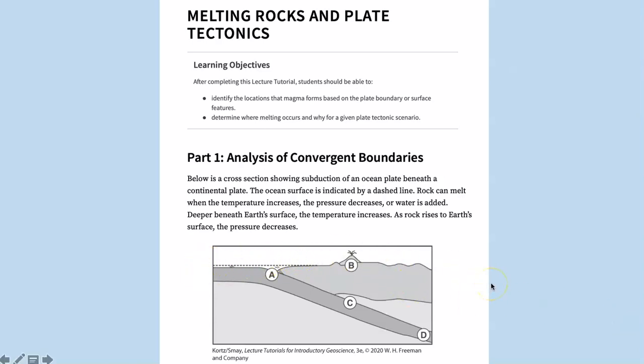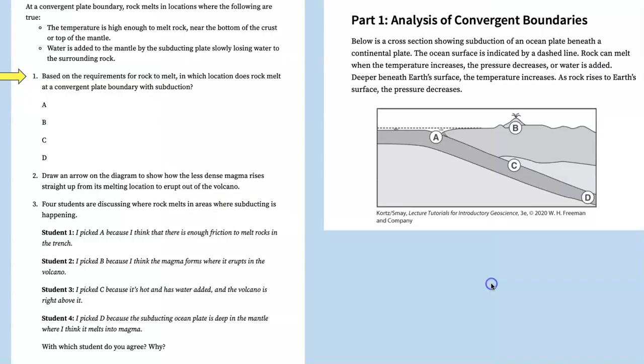Rocks can melt when the temperature increases, the pressure decreases, or water is added, sometimes called volatiles. Deeper you go below the earth, the hotter it gets. And also the pressure gets greater as you go deeper. So if rocks rise to the surface, the pressure decreases. On the left, I have the questions that are related to the diagram. I've put the diagram on the right so we can look at them at the same time.